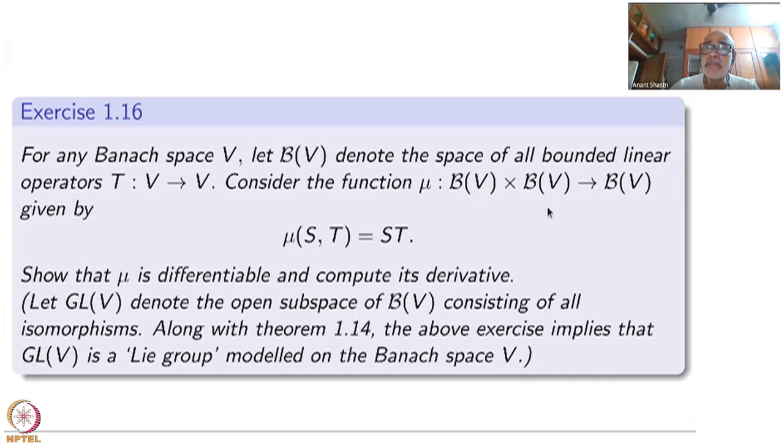Taking the inverse is differentiable, we have seen. So that makes it what is called a differentiable group, or what is called a Lie group, except that the word Lie group is used only for finite-dimensional manifolds. This is what is called a Banach manifold, modeled on a Banach space. So if you want to study Banach Lie groups, this is the starting point. So I am giving you this as an exercise. Show that mu is differentiable and compute its derivative. Let GL(V) denote the open subspace of B(V) consisting of all isomorphisms. They form a group, not the whole B(V). Along with our theorem above, the exercise implies that GL(V) is a Lie group modeled on a Banach space.